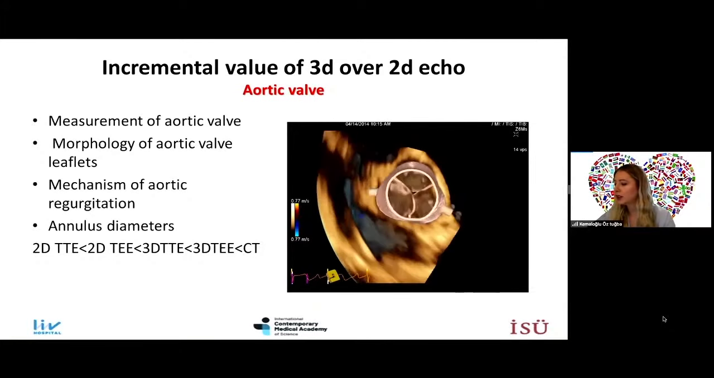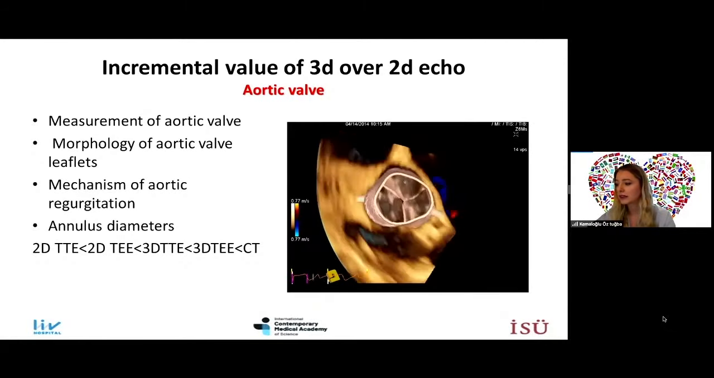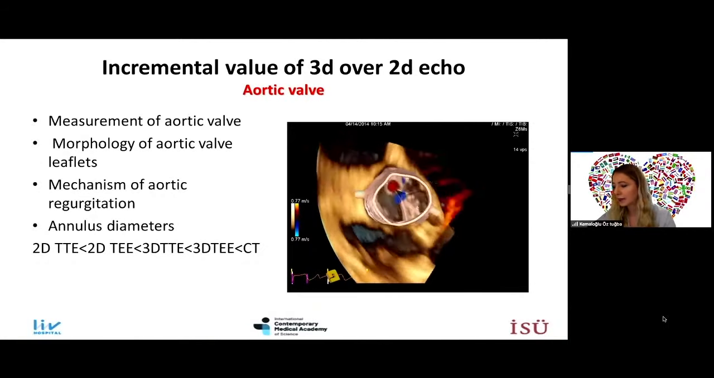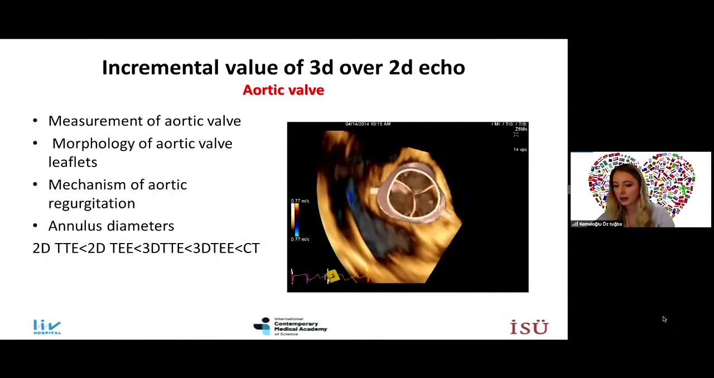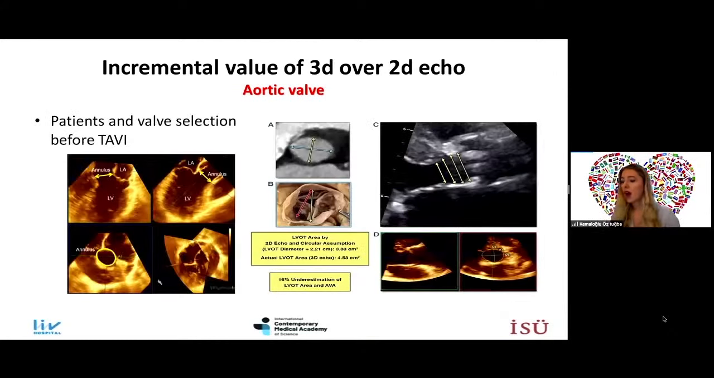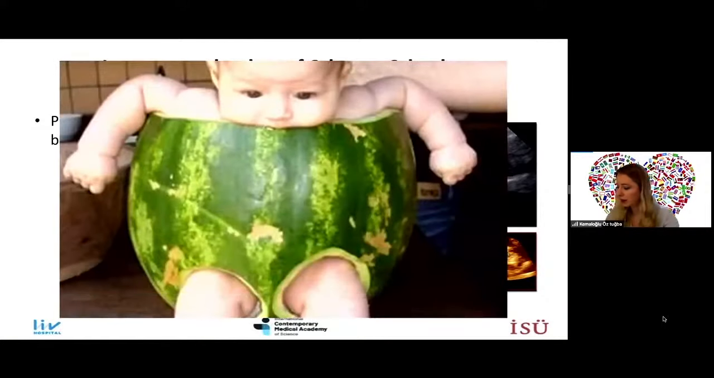The contribution of 3D echo to aortic valve disease assessment is limited. However, 2D underestimates aortic diameters, and the correlation between 3D and CT is still very good. Especially, 3D plays an important role in measurements of the aortic valve, aorta, and aortic annulus. Additionally, 3D echo is very important for patient selection and valve selection before TAVI procedures. 2D echo underestimates left ventricle outflow tract area and aortic valve area by about 60%. We should choose the most suitable valve and the most suitable patient.